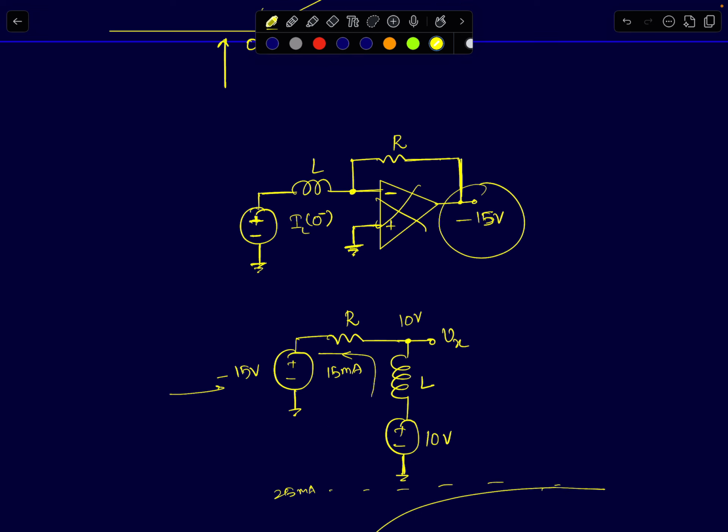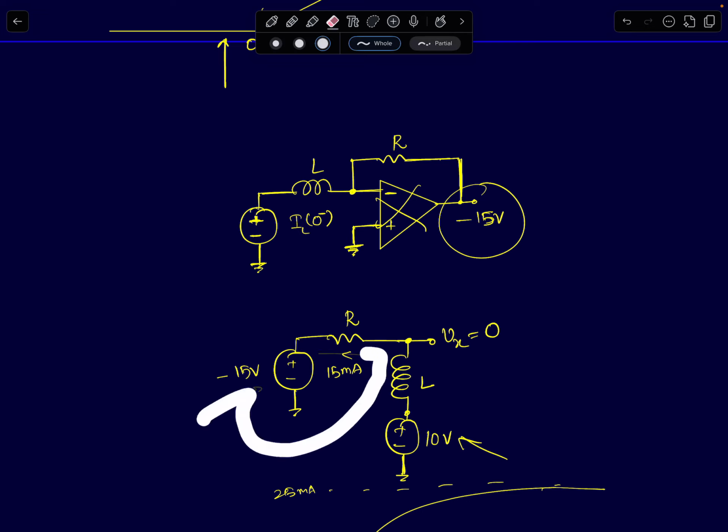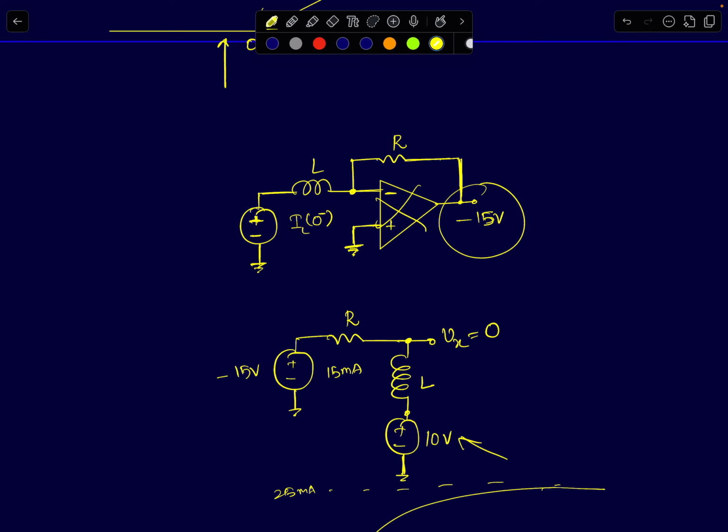Now it's a very simple first order RL circuit. You have a minus 15 volt source and a resistor connected, and Vx is initially 0 volts. One end of the inductor is connected to 10 volts, the other end is at Vx. Now you are supposed to find out the output voltage, which will stay at minus 15. We'll see why that is. You are supposed to find the current in the circuit. You are supposed to find node voltage Vx.